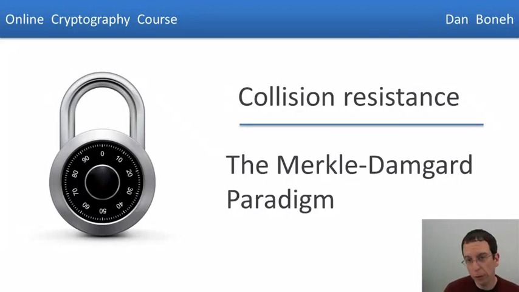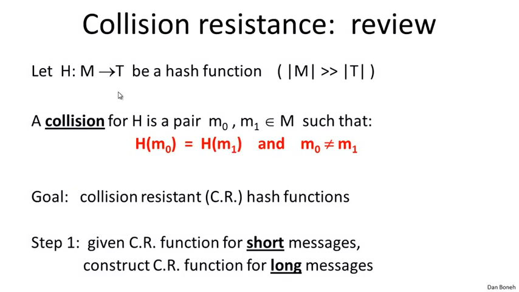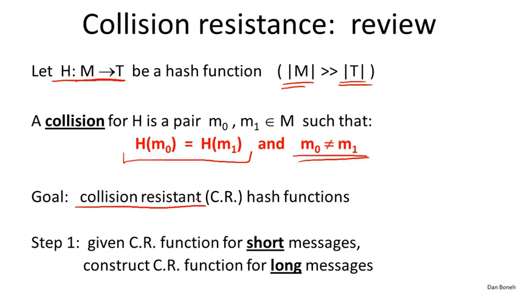So now we're going to look at a very general paradigm called the Merkle-Damgard paradigm that's used for constructing collision-resistant hash functions. Before we do that, let me just remind you what our goals are. As usual, we say that H is a hash function that maps some large message space into a small tag space. And we say that a collision for the hash function is basically a pair of distinct messages that happen to map to the same value under this hash function. Our goal is to build collision-resistant hash functions, namely functions where it's hard to find even a single collision. Even though we know many collisions exist, no efficient algorithm can even output a single collision.